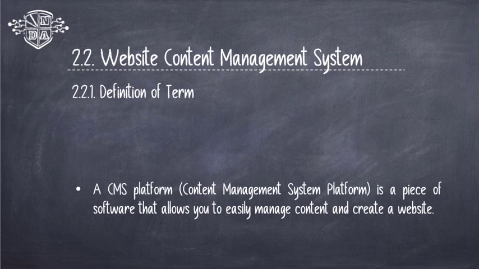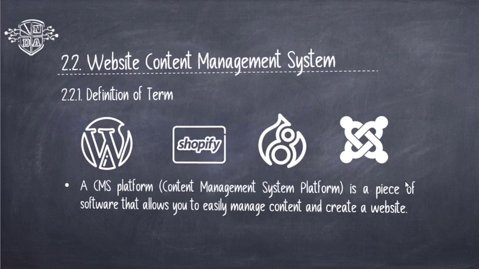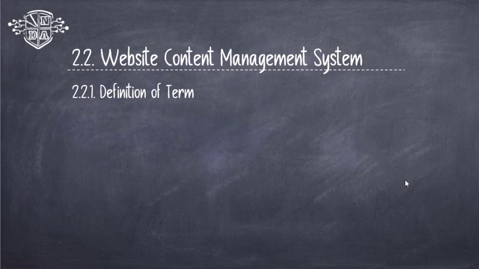So we have different types of CMSs. We have WordPress, we have Shopify, we have Drupal, we have Joomla. But for this case, we're going to look at WordPress. And there's an assignment, or a quiz, at the end of this module where you're going to make notes on the other types of CMS and their advantages and disadvantages. But for this module, we're going to look at WordPress as a CMS.